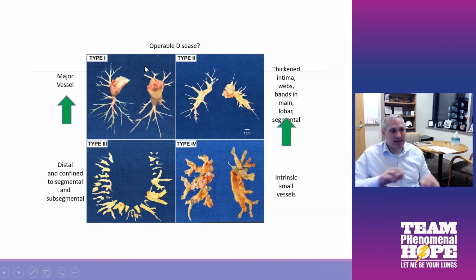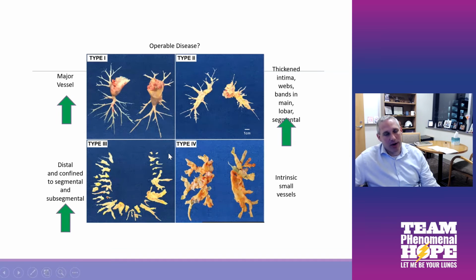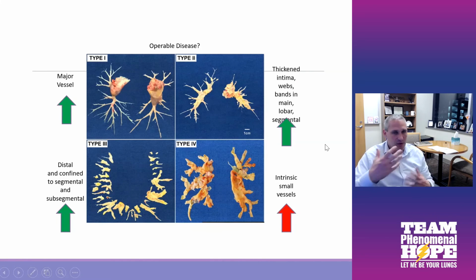Type 3 disease is where you get out past the segments and into more of these subsegments, and that can even be operated on. And it's when you get really, really far out on the edge of the lung in these intrinsic small vessels, what they call type 4 disease, generally that's not operated on. Because if you go in and somebody has really high pressures, you subject them to cardiopulmonary bypass, their right ventricle gets sick, and then you're not able to bring their pressures down. Those are the patients that do poorly after the surgery.